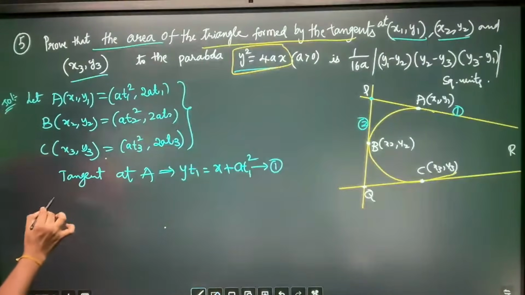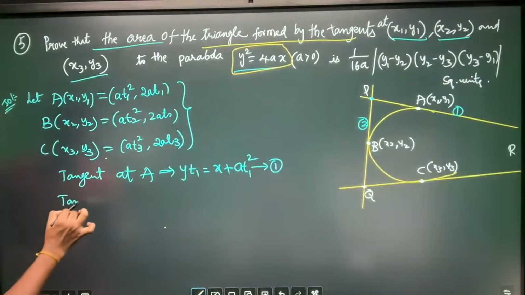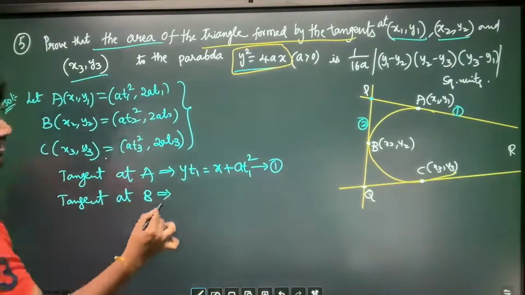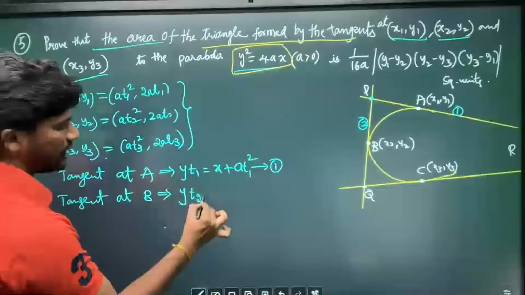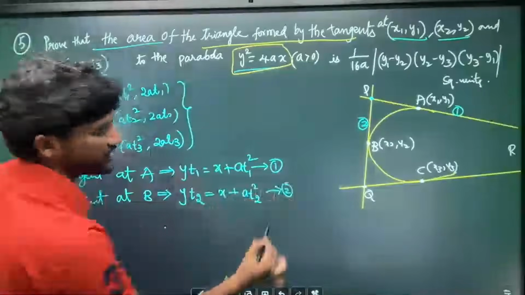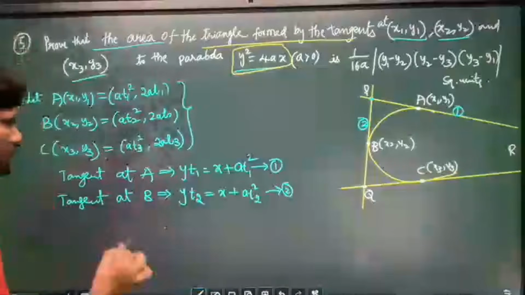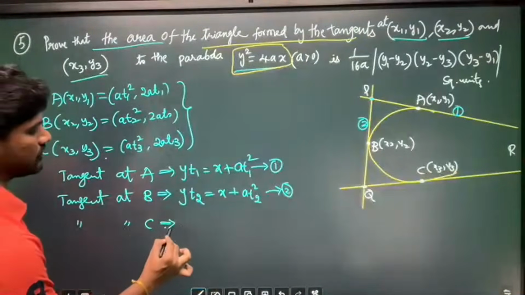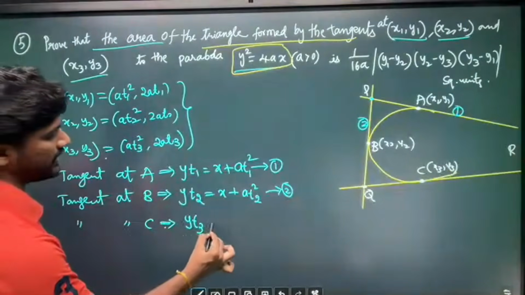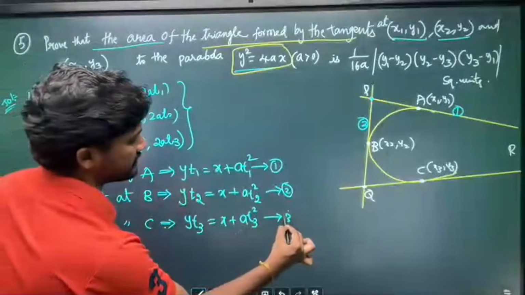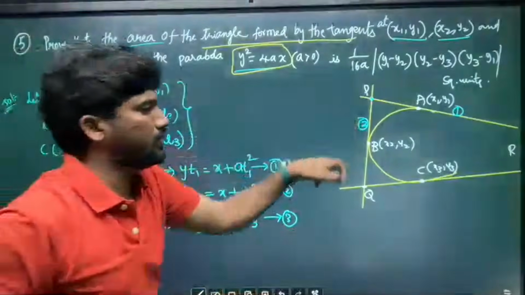Next, tangent at capital B is yt2 equal to x plus at2 square. Take it as equation 2. Next, tangent at capital C is yt3 is equal to x plus at3 square. Take it as equation number 3. Now we have to find P, Q, R.